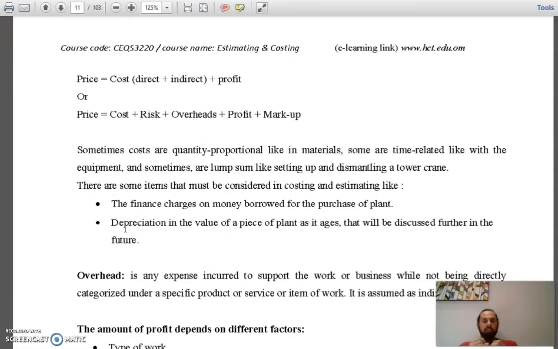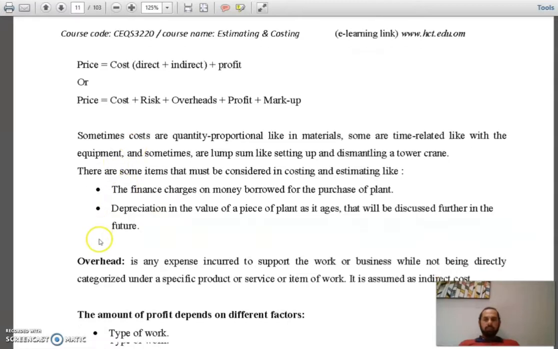The depreciation is that whenever you use equipment, like for example an excavator, if you use it for 2 years, its value will not be the same as 2 years before. So you are losing some of its value while you are using this equipment in the project for 2 years. So the depreciation cost of these equipments also has to be taken. And the overheads, we talked about this in the previous lecture, is any expenses incurred to support the work or business while not being directly categorized under a specific product, service, or item of work. It is assumed as indirect cost.